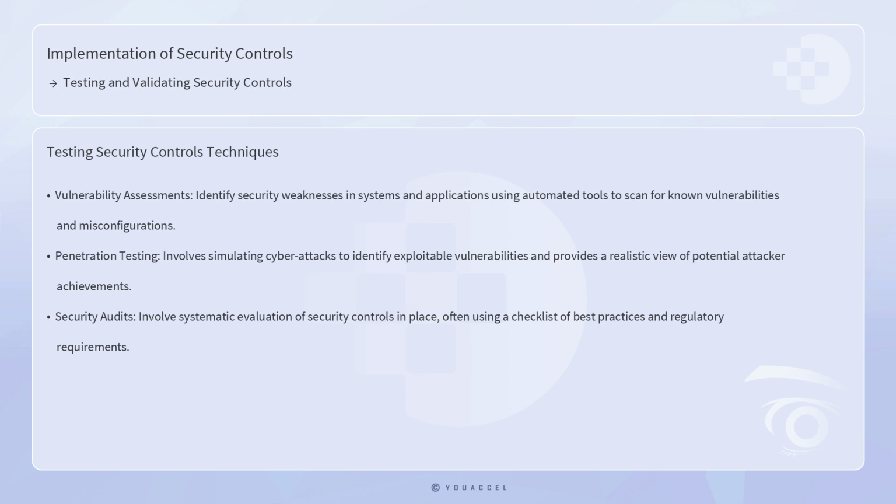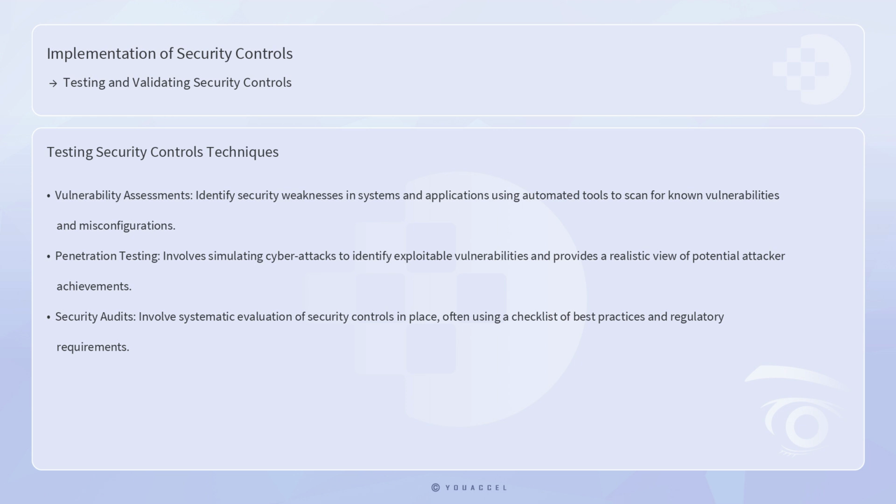Testing security controls involves a variety of techniques, including vulnerability assessments, penetration testing, and security audits. Vulnerability assessments identify security weaknesses in systems and applications. These assessments use automated tools to scan for known vulnerabilities and misconfigurations. Penetration testing, on the other hand, involves simulating cyber attacks to identify exploitable vulnerabilities. This type of testing is more hands-on and provides a realistic view of what an attacker might be able to achieve if they were to target the organization.